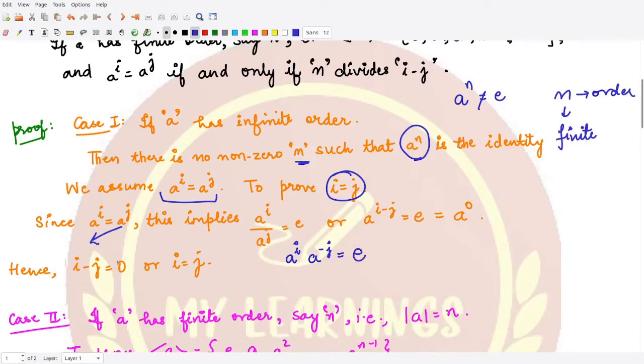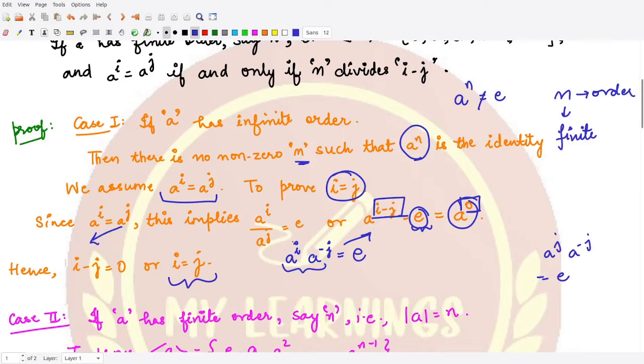That means post-multiplying by A to the power minus j on both sides. The right hand side would become A to the power j multiplied by A to the power minus j, so this is the identity element, and you can club up the powers here. It would give you A to the power i minus j, and this is equal to e, and you can write the identity element e as A to the power 0. So that means you can equate the powers now. So i minus j is 0, and from here you obtain i is equal to j, the thing that you required here.